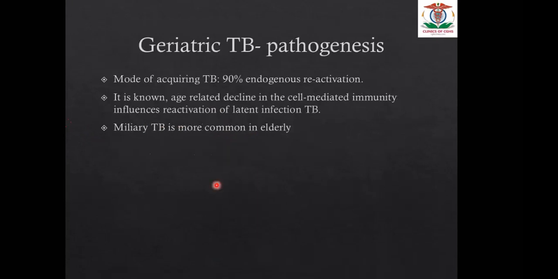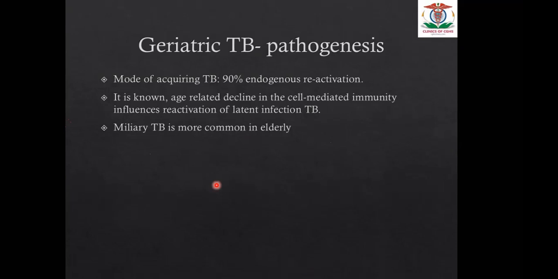So this is going to be the case. Then the pathogenesis: the mode of acquiring TB is 90% endogenous reactivation. That means the infection has happened. Many times in India, you know that around 40 to 50% of our population is already infected. Not that everyone will suffer in their life. Only 10% of the 40% population of India will suffer from TB in their lifetime. Anytime in their life, they can break down to disease. Otherwise, they will remain a case of infection, but not having a disease. They don't need any treatment.